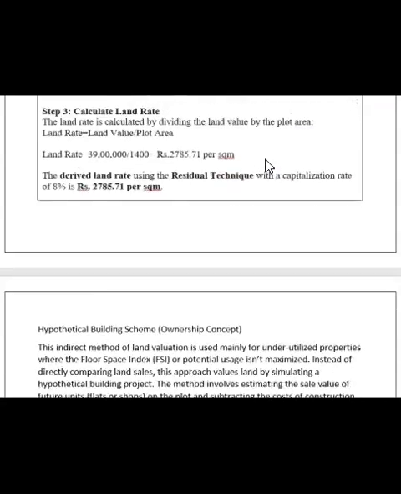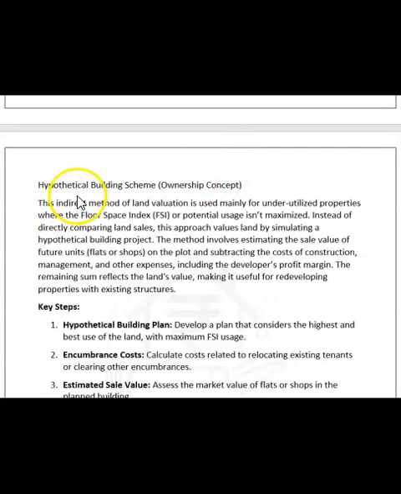Okay, now we have to move to the hypothetical building scheme, ownership concept, and the next one is the hypothetical building scheme, tenant, or you can say income concept. Both methods are the same. In the ownership concept, we have to calculate the building replacement cost, and in the income concept, we have to calculate the building cost by the income approach.